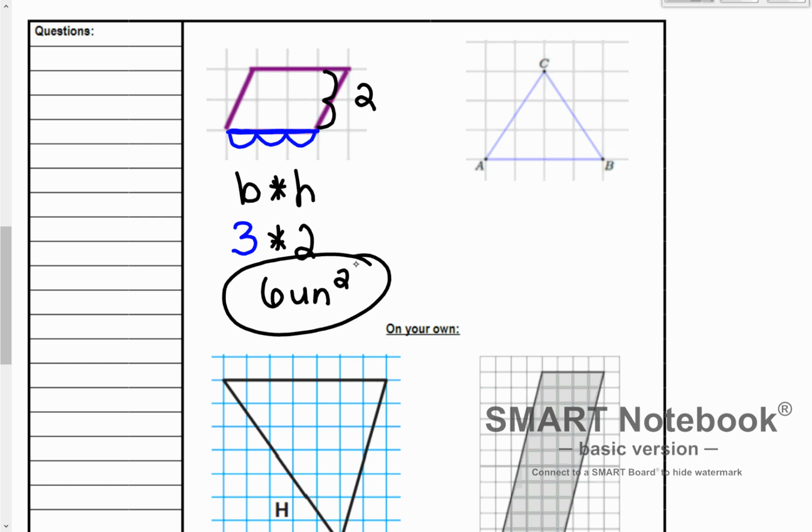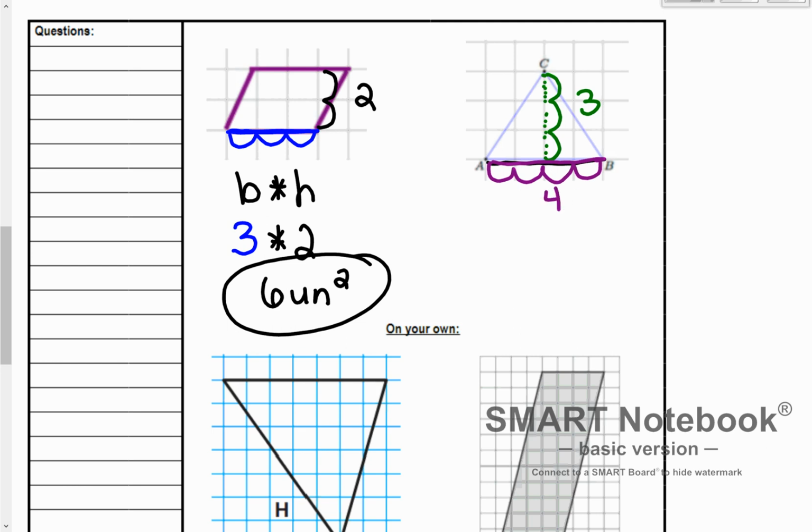Great. Triangle. My height, again, goes from my base, which is going to be this line right here, straight up to the point that's across from the base. So I'm going to count that line. 1, 2, 3. So my height is going to be 3. My base, I'm going to do in purple down here, is 1, 2, 3, 4.